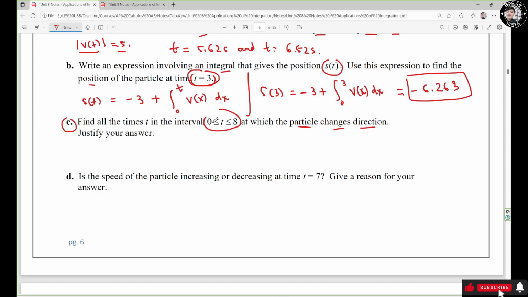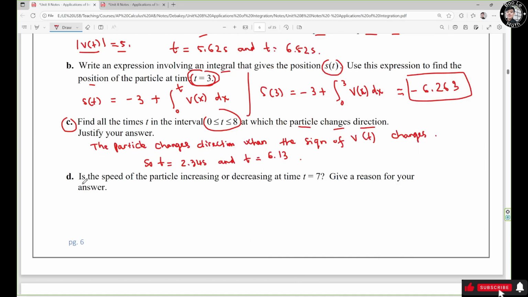Then on the interval t greater than or equal to 0, less than or equal to 8, this occurs at t equals 2.34 and 6.13, right? Now let's move on to question D. Is the speed of the particle increasing or decreasing at time t equals 7?